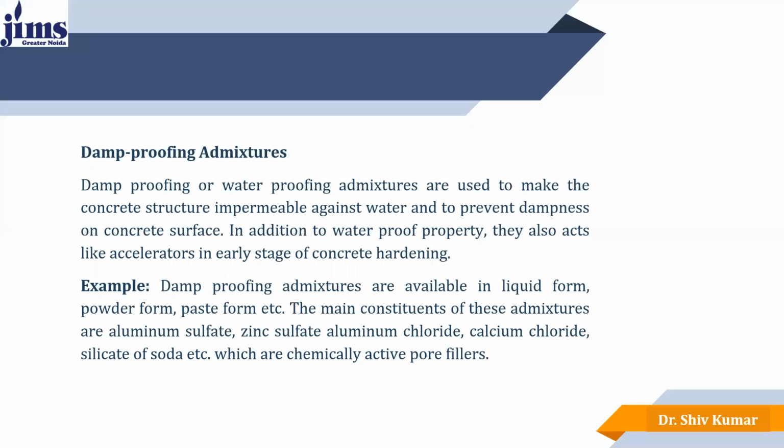The next is the damp proofing, one of the most important admixtures. Everywhere it is required. Damp proofing or waterproofing admixtures are used to make the concrete structures impermeable against water and prevent dampness of the concrete, because damp is the major problem of most of the structures, as damp not only deteriorates the aesthetics but also deteriorates the material and may sometimes cause failure of the structure.